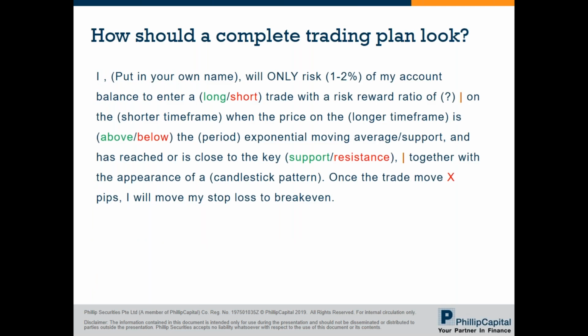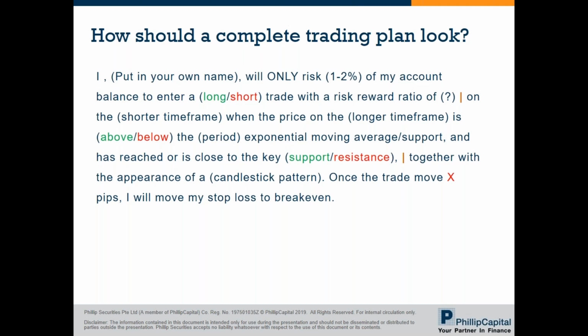So how should a complete trading plan look like? For those of you who are curious, once you have all the other parts of the trading plan assembled, what should you be able to say to yourself? I've given a statement as an example. I, put in your own name, will only risk how many percent of my account balance. This is the risk management portion of it, position sizing, to enter a long or short trade with a risk reward ratio of. So again, this is position sizing. Part of your trading plan will cover that.